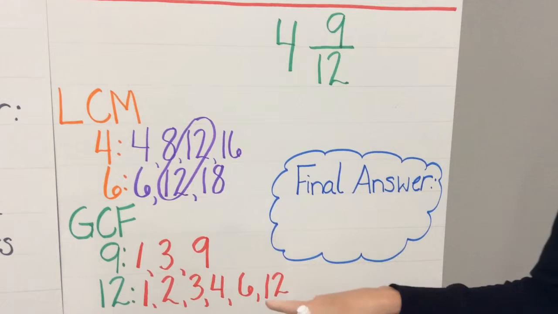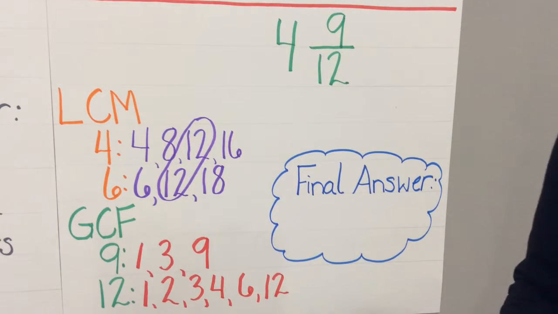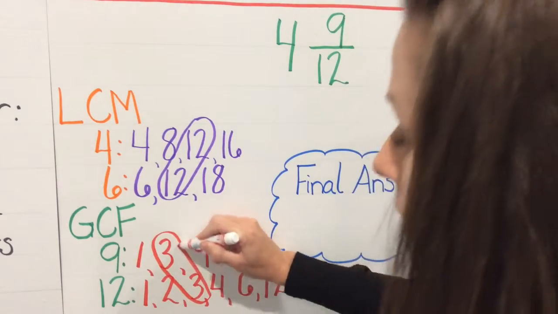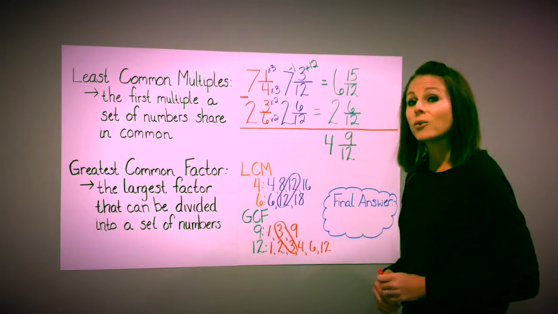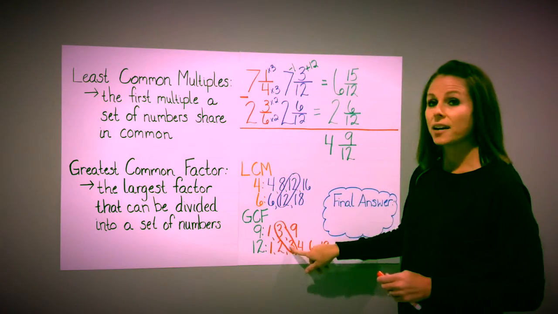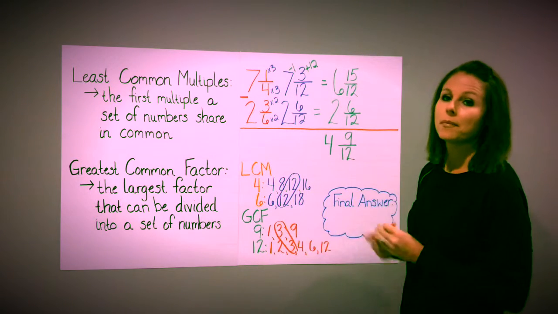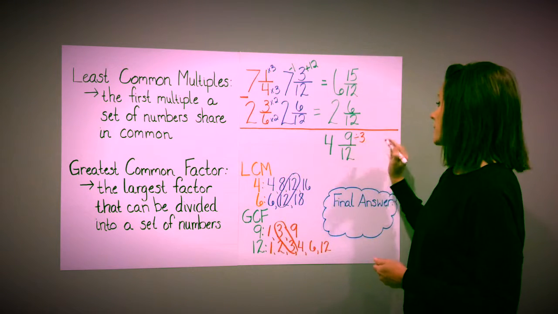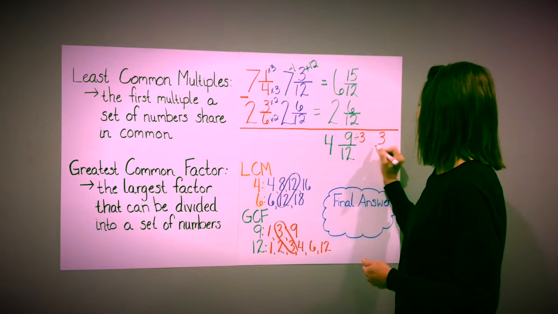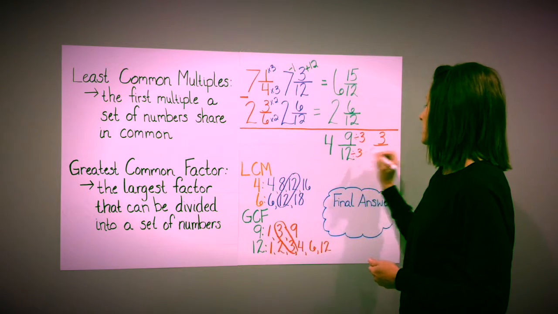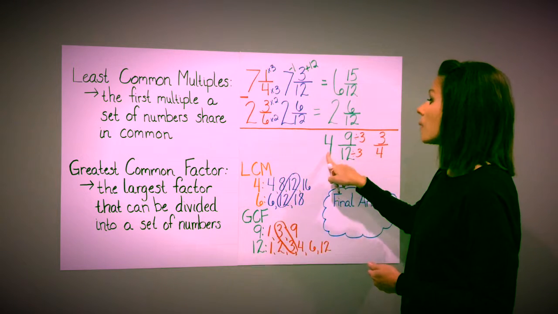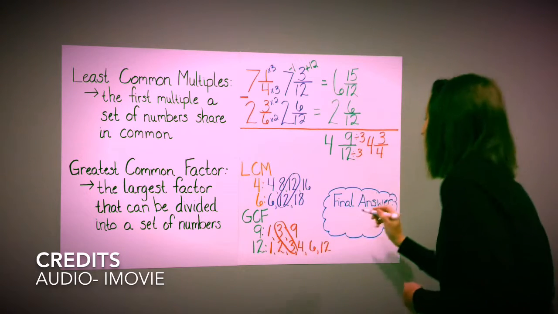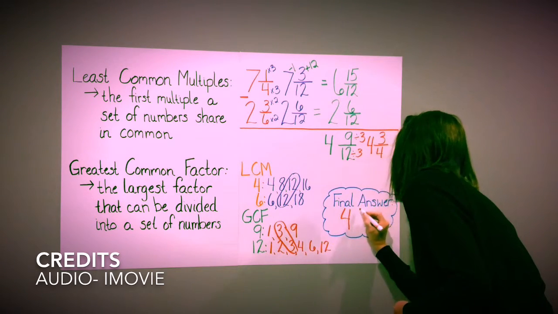After listing the factors, we need to find the greatest common factor. As you can see, 3 is the largest factor they share in common. Now that we know the greatest common factor, we need to divide both the numerator and the denominator by that number. 9 divided by 3 is 3. 12 divided by 3 is 4. Our whole number stays the same. The final answer we get today for this problem is 4 3/4.